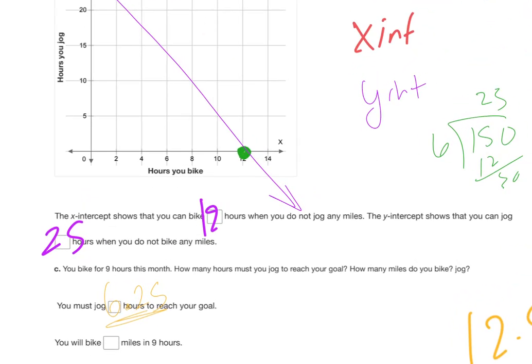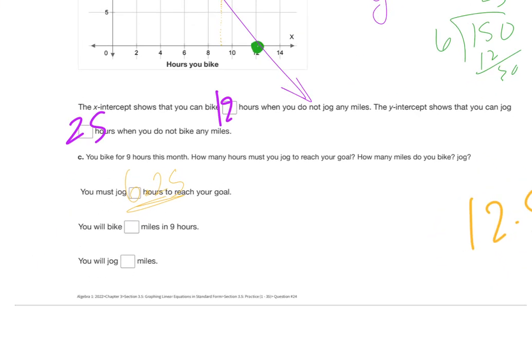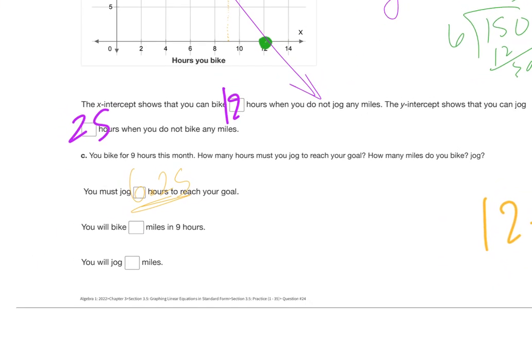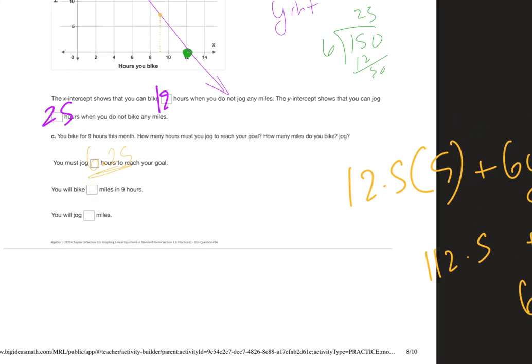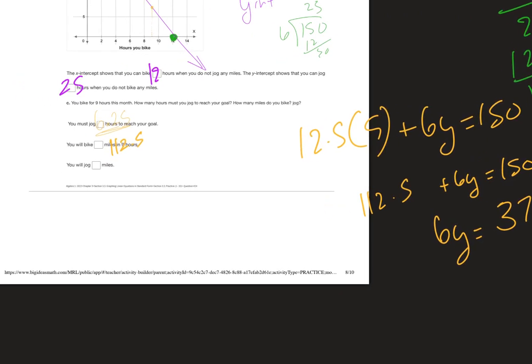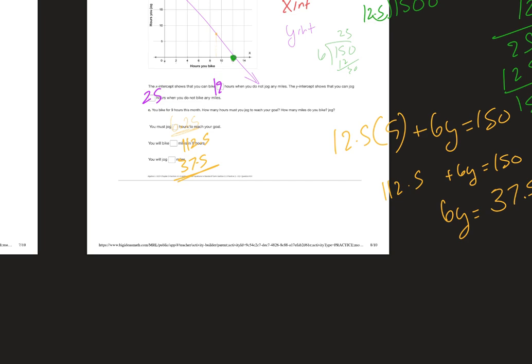If you bike 9, let's see if that checks out. Biking 9 is right here. Yeah, sure, that's about 6.75, wouldn't you say? Or I'm sorry, 6.25. You will bike how many miles in 9 hours? That was 112.5. And then you would be 37.50 for jogging. Add that up, you should get 150, by the way, which was the whole point of this thing.